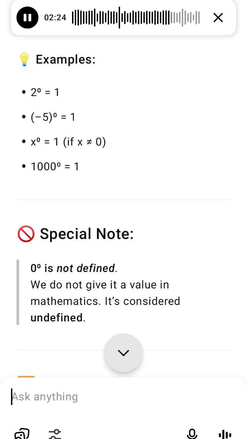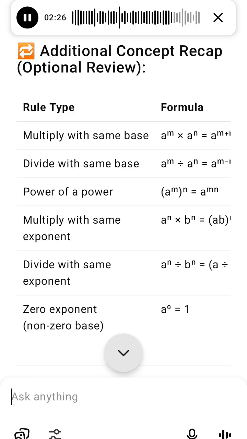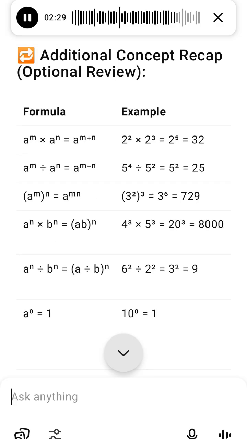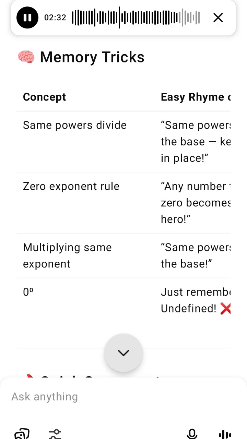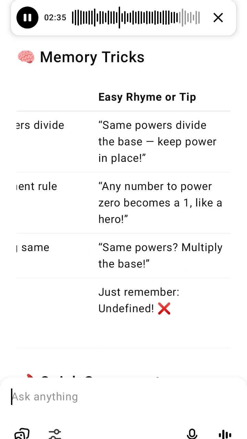1. a^n over b^n equals (a over b)^n. 2. a^n times b^n equals (ab)^n. 3. a^0 equals 1 if a is not 0. 4. 0^0 equals undefined. 5. These rules only work when the exponents are the same for multiplying and dividing bases. The bases must be the same for adding and subtracting exponents.